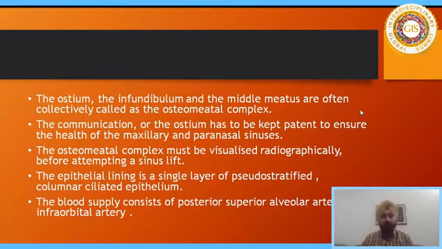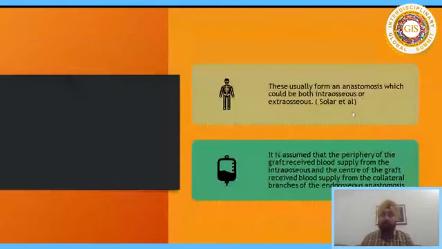The epithelial lining is a single layer of pseudostratified columnar ciliated epithelium. The blood supply consists of the posterior superior alveolar artery and the infraorbital artery. These arteries are very important. Why? These usually form an anastomosis, which could be both intraosseous or extraosseous. Solar et al. told us it is assumed that the periphery of the graft receives blood supply from the intraosseous, and the center of the graft receives blood supply from the collateral branches of the endoosseous anastomosis.